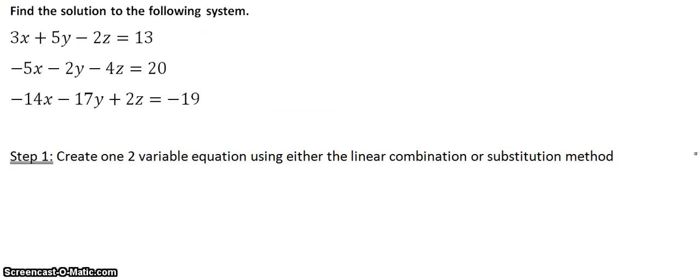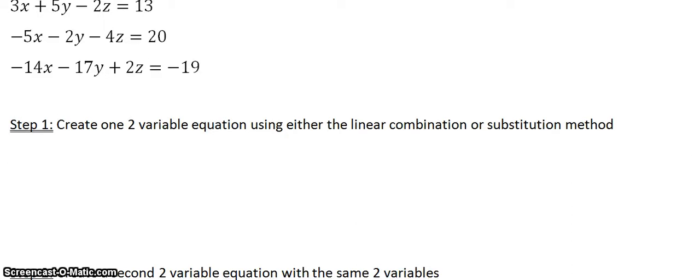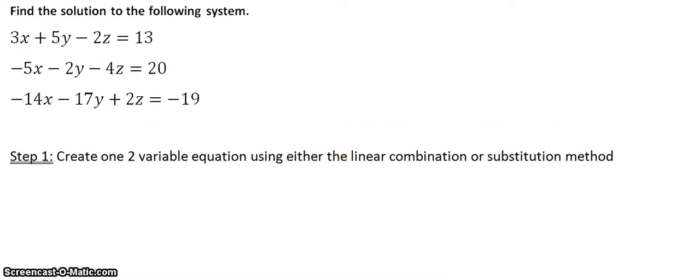Now let's do an example to figure out what kind of solution we have. This is a little bit of a review from yesterday, but we're going to go through the steps to solve this three variable system. So three variables, three equations. First step is to create one two-variable equation using either linear combination or substitution method. Linear combination basically just means elimination. I call it linear combination because it's got some linear algebra applications that we'll be reviewing through this chapter and you'll see in future math classes.